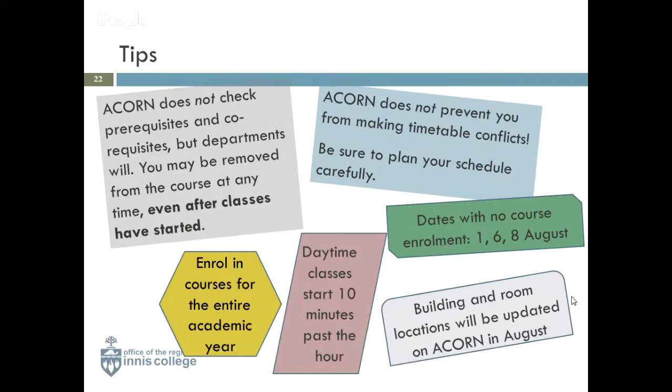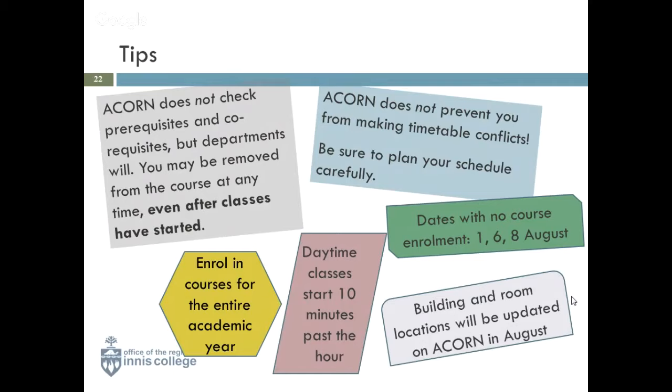Acorn doesn't check for prerequisites or co-requisites, so you can put yourself into a 300 level course that you are not actually able to take. The departments will check though, at some point when they get around to it. It could be several weeks into the semester, and you will be removed from the course. At that point, you won't be able to add yourself into anything. So don't take anything that you're not quite ready to take yet.